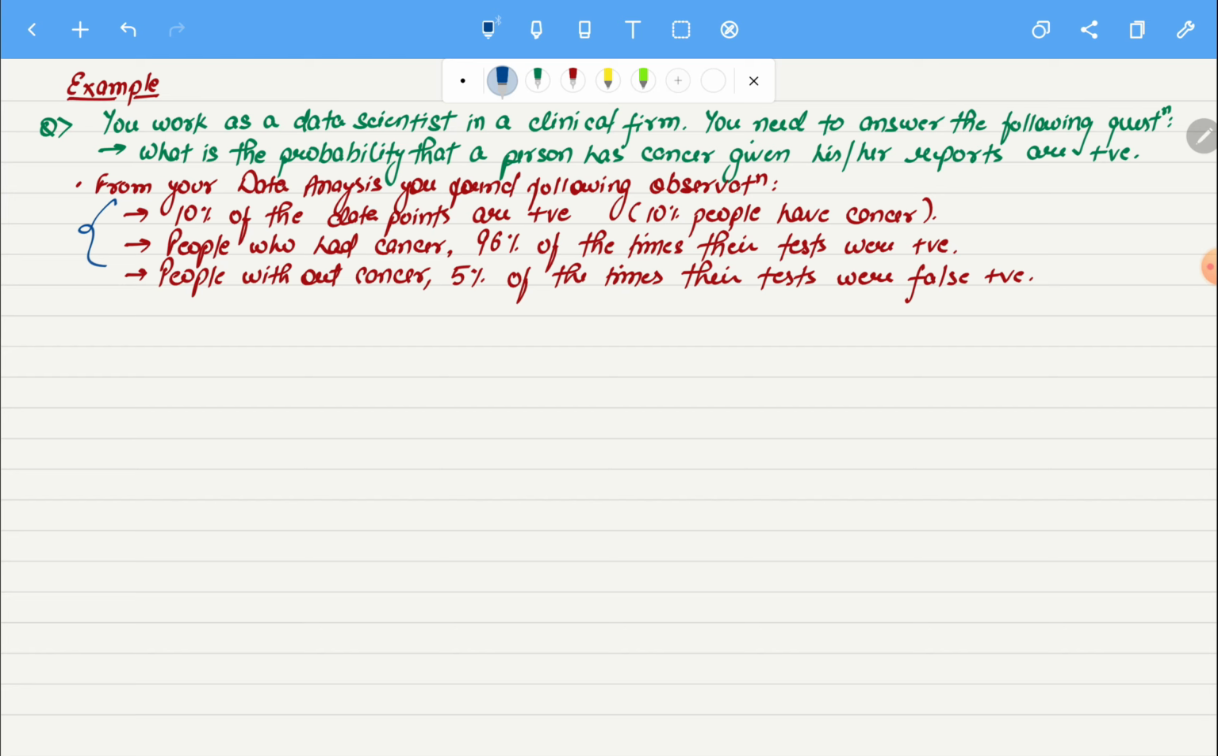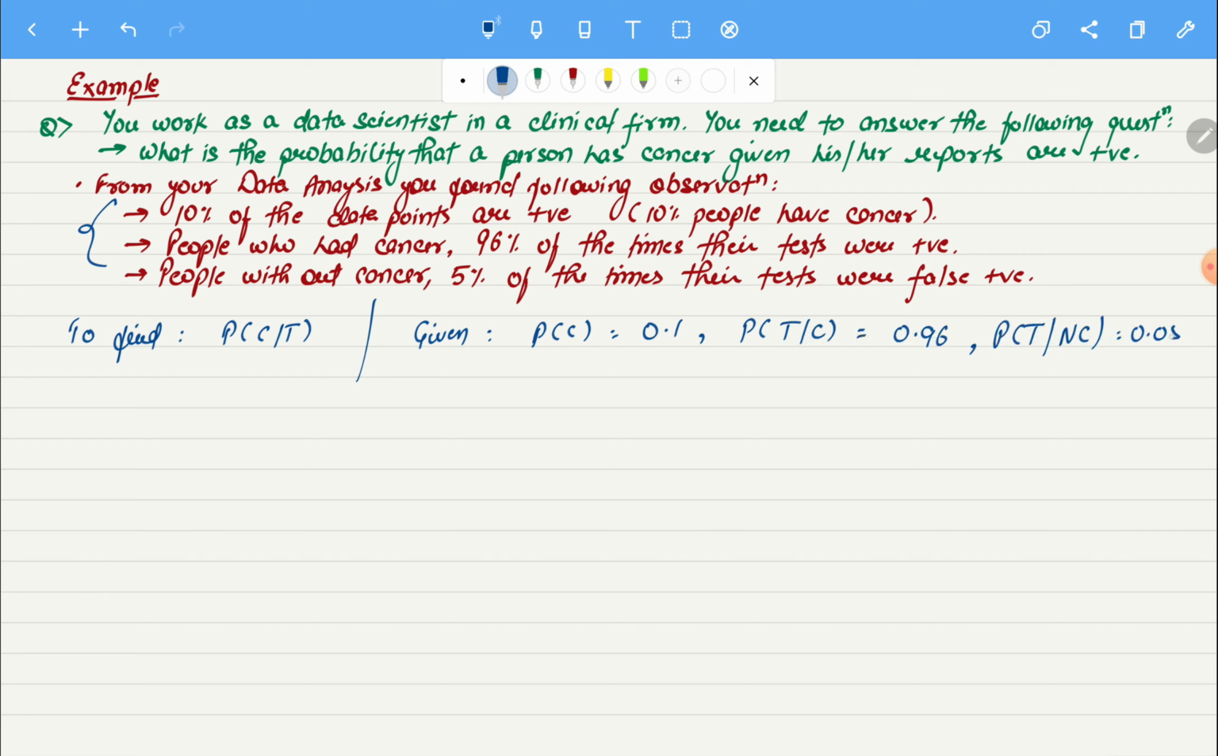Now let me first write what things we have and what we need to find. Before I start solving, I would suggest you try to solve on your own so that you will get very good practice, and you can always match your answers with what I will find here. So these are the things which are given to us, and this is what we need to find.